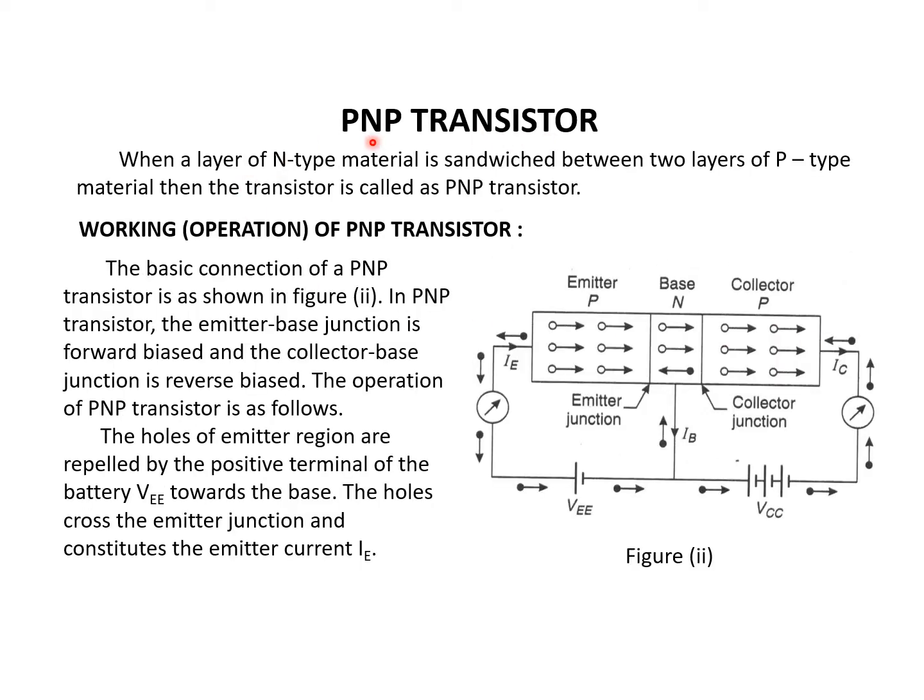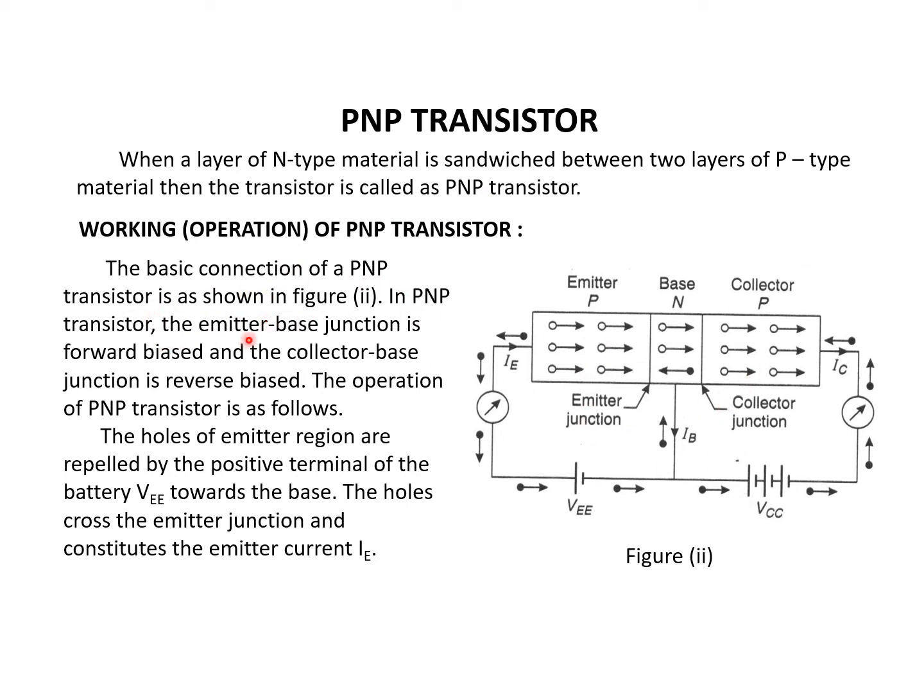Now coming to PNP transistor. When a layer of N-type material is sandwiched between two layers of P-type material, then the transistor is called a PNP transistor. Now, the basic connection of PNP transistor is as shown here.